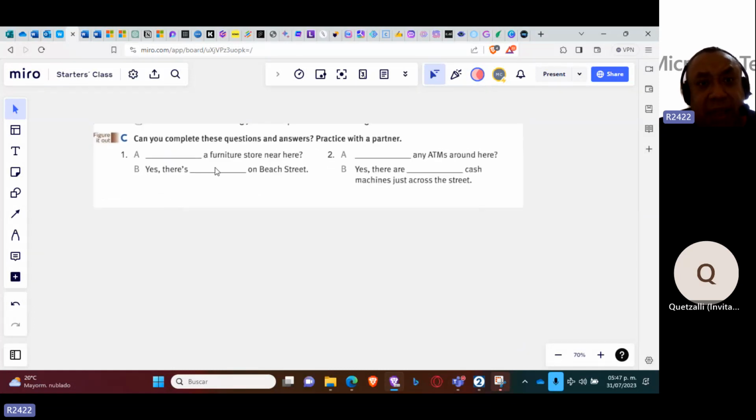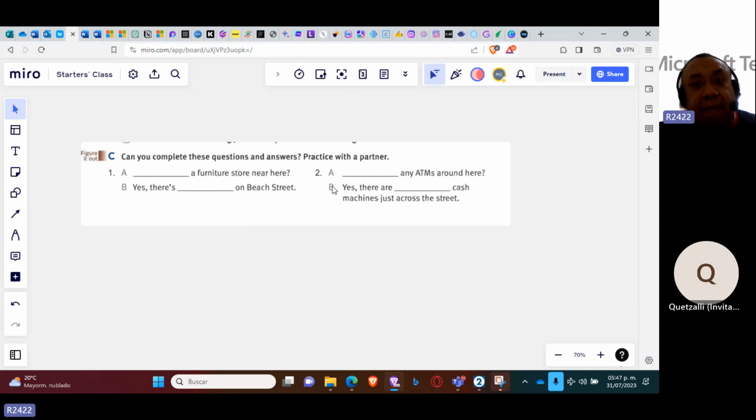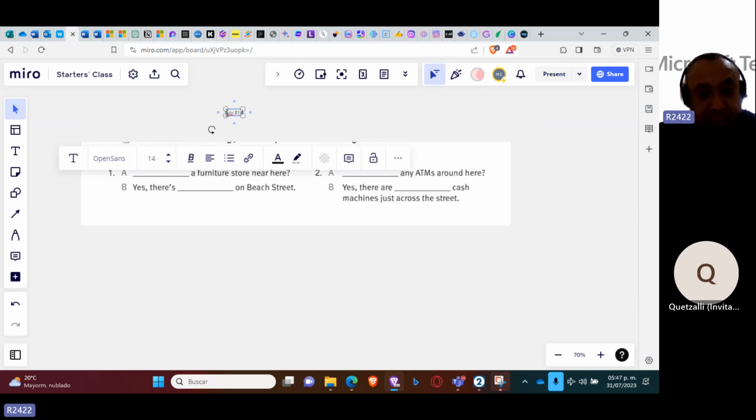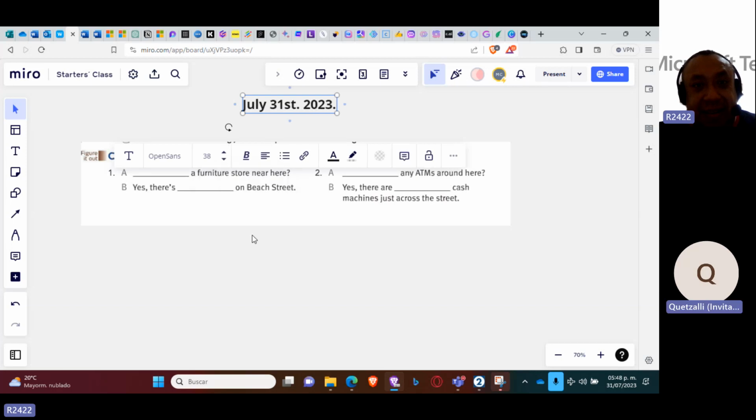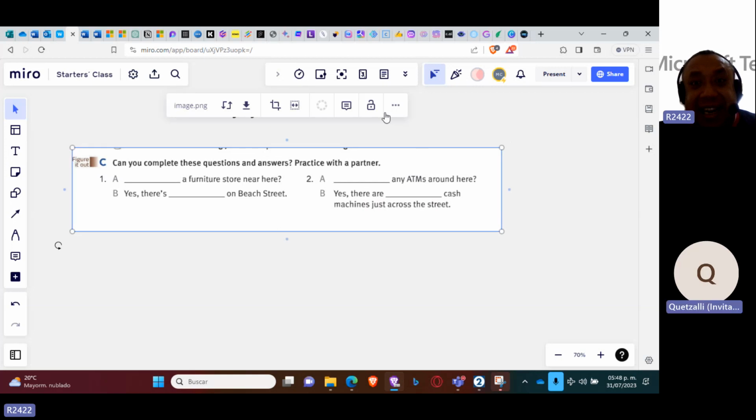It says, can you complete these questions and answers? Practice with a partner, for example, a furniture store near here. ¿Cómo le pregunto a Casali? Can you repeat, please? Exactly. How do you ask the question, Casali? The question is, a furniture store near here. How will you ask the question? Is there a furniture store near here? Very good. Is there?